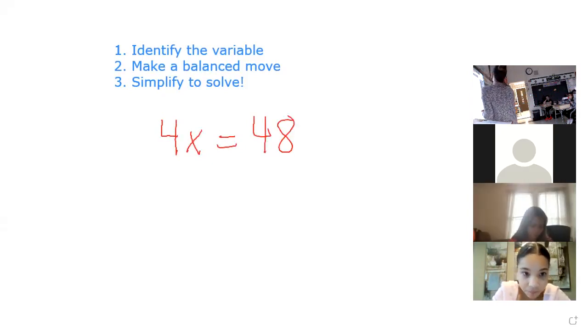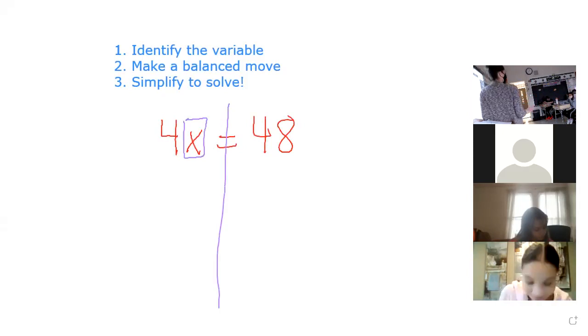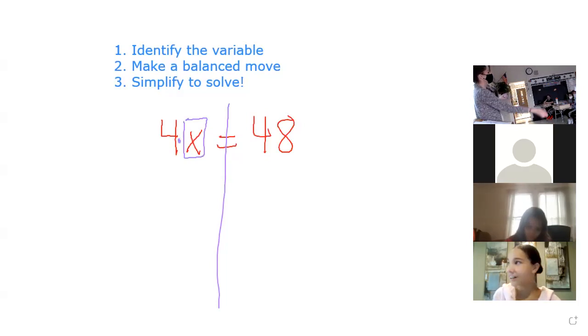All right. Step 1, class. Identify the variable. Beep, beep, beep, balance bar, just like yesterday. Step 2, you have to make a balanced move, right? So I first have to identify how these things are connected so that I know how to undo it. So how is the 4 connected to the variable that I'm trying to get alone, class? With multiplication. So how do I negate or cancel multiplication? I divide. So you can draw divide by 4, a balanced move on both sides, divide by 4.